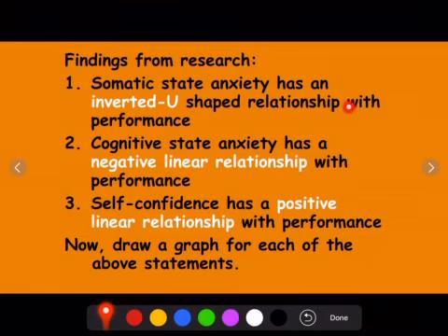You start to dip. Cognitive state anxiety has a negative linear relationship, so it's correlational. Negative. The more cognitive anxiety you have, the worse your performance is. So it's going to be going that way. Negative relationship. The more you worry about it, the worse your performance gets. And then your self-confidence has a positive linear relationship. If you're feeling good, the more you feel good about it, the better your performance is.